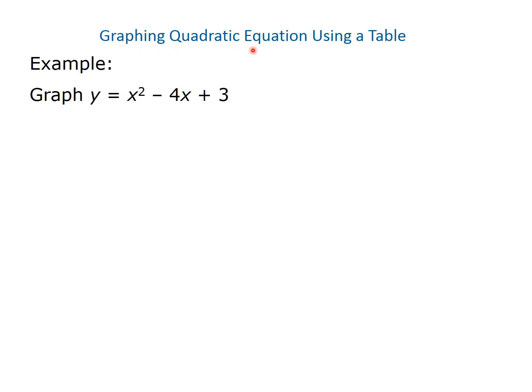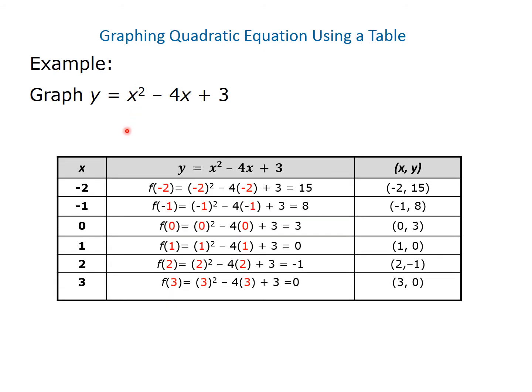Graphing a quadratic equation using a table. So we will graph this quadratic equation with the help of a table. y is equal to x squared minus 4x plus 3. It is a quadratic equation because the power of x is 2. So we choose the values of x from minus 2 to 3. You can take minus 3, minus 4 as well, and 4 and 5 as well.